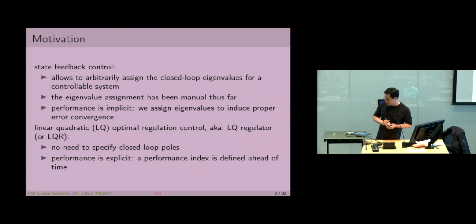The LQ, linear quadratic optimal regulation control, or sometimes known as simply LQ regulator or LQR, doesn't specify the closed loop poles. The performance is explicit in the sense that we know exactly what we want to achieve right at the beginning of the problem. We assign a so-called performance index at the beginning of the problem.